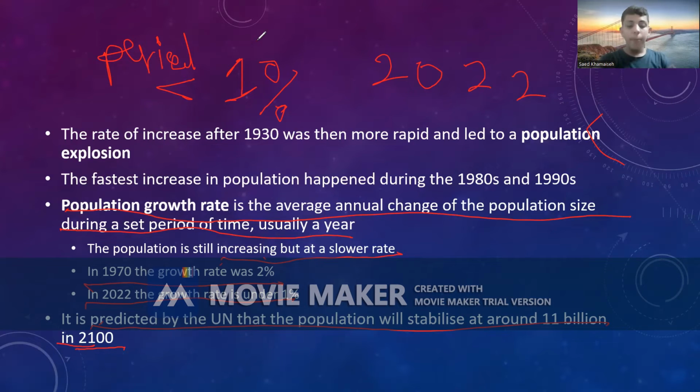Population growth rate is the average annual change, meaning this 1% that I put, under a period of time. With a period of time, meaning for a year, for example, they use a year. They don't use so many years, a year, 2 years, like that. But let us go with usually a year. They especially use a year. Okay, so that is the point.